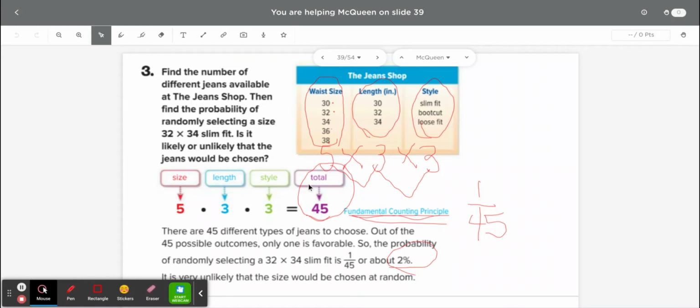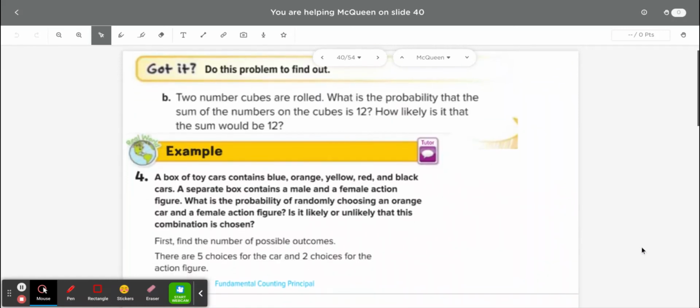Okay. So we are going to go with the next slide, slide 40. And I would like you to pause this video at this time, and I want you to work on slide 40, question B. Slide 40, question B. Go ahead and pause it at this time.